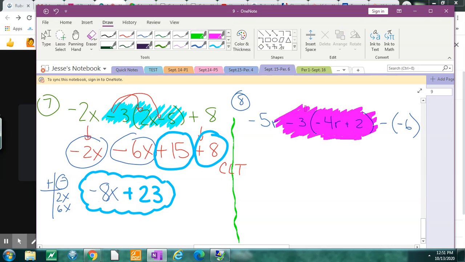Yeah, see? The trust is not there anymore. Oh, man. So now what do we do? Distributive property. This is problem number 8. So negative times negative is positive. Then we go ahead and 3 times 4r is 12r. See that? The next one, negative.